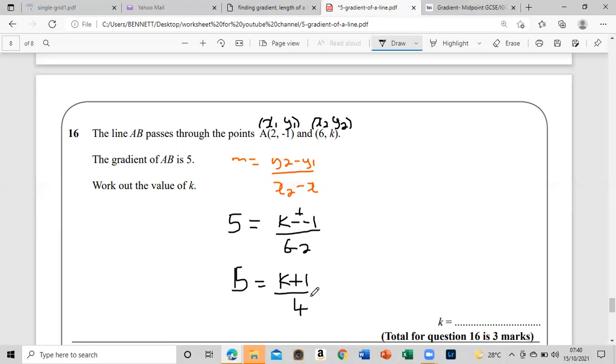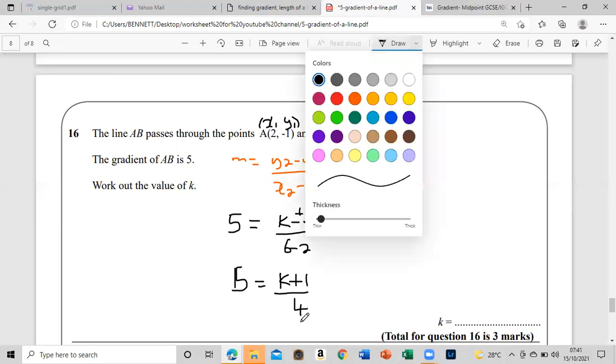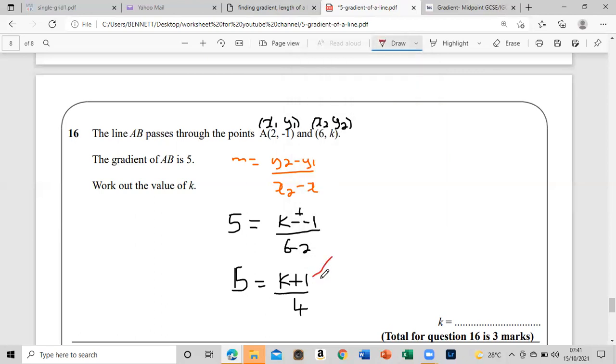Now we're going to solve for k. To get rid of this 4 we have to take the inverse. To get rid of divide by 4, we have to multiply by 4, which is the inverse. So it's times 4. What we do to one side, we do to both sides.